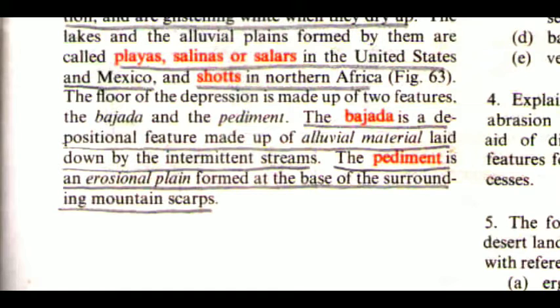The floor of the depression is made up of two features, the bajada and the pediment. The bajada is a depositional feature made up of alluvial material laid down by the intermittent streams. The pediment is an erosional plain formed at the base of the surrounding mountain scarps.